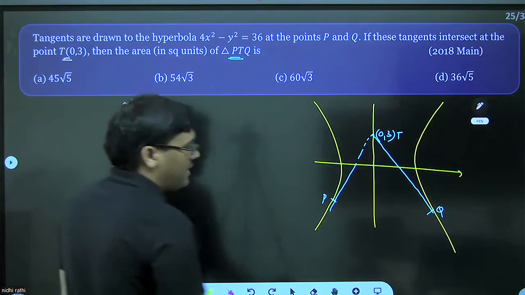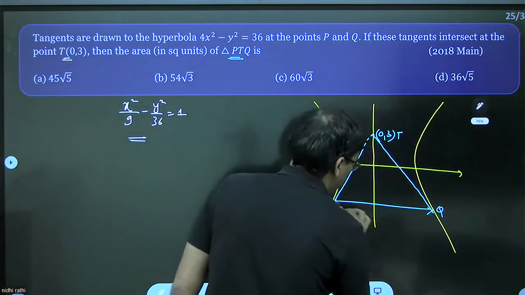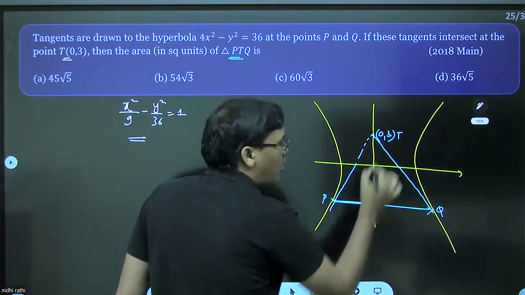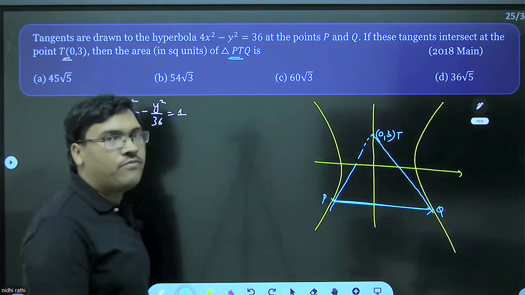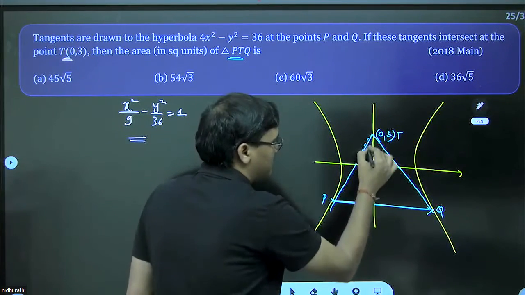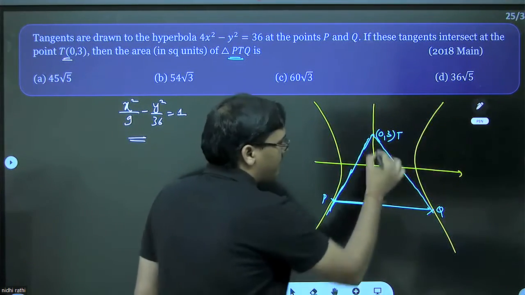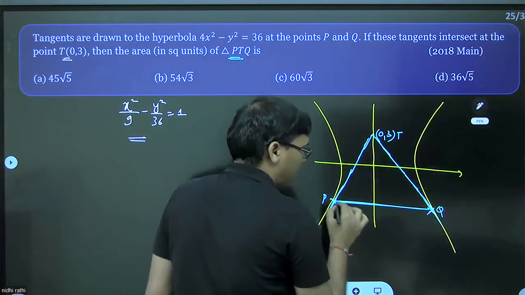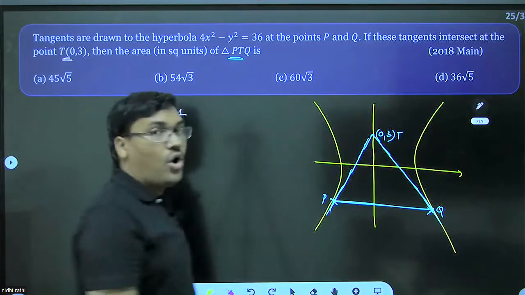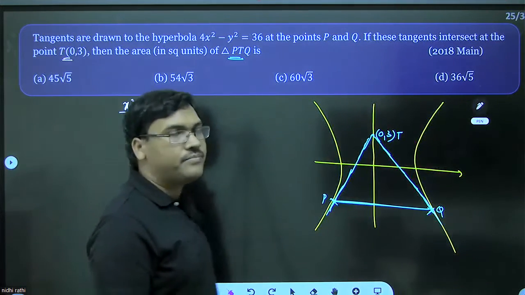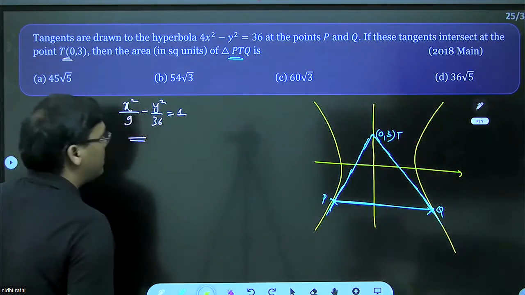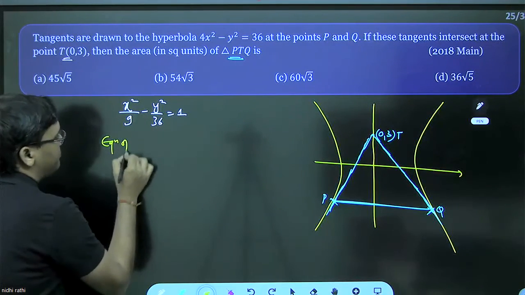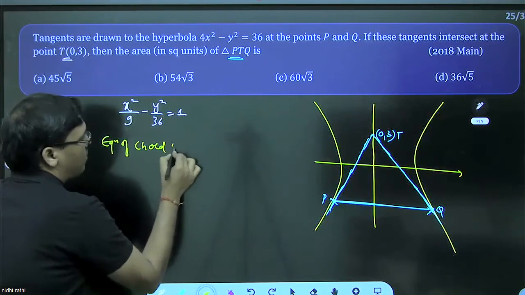So see, if I just join PQ, can we say PQ is the chord of contact of this point T? Why is this the chord of contact? Because this is a tangent drawn from point T, and this is another tangent drawn from point T. These are the points of contact and we are joining them. This is the chord of contact of point T. Now, what is the equation of the chord of contact?